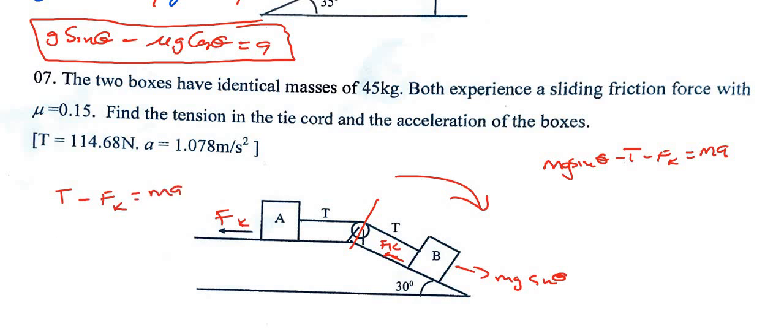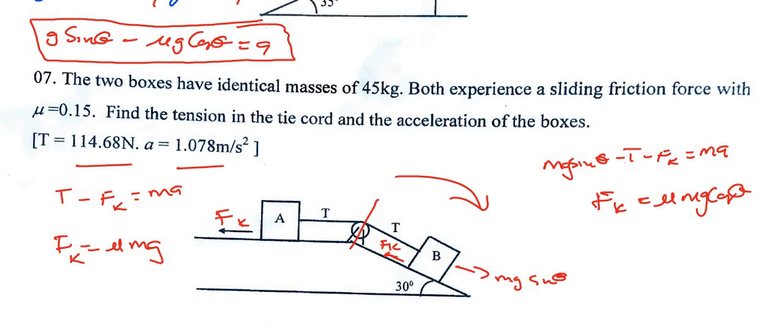Then according to A, the frictional force is just equal to mu mg. According to B, the frictional force is equal to mu mg cos theta, because this is on the incline, and this is just on the plane. Then we solve these two. That's how we got our acceleration and our tension. So there's a video called application of Newton's laws. We did this exact example, so you can just check through.